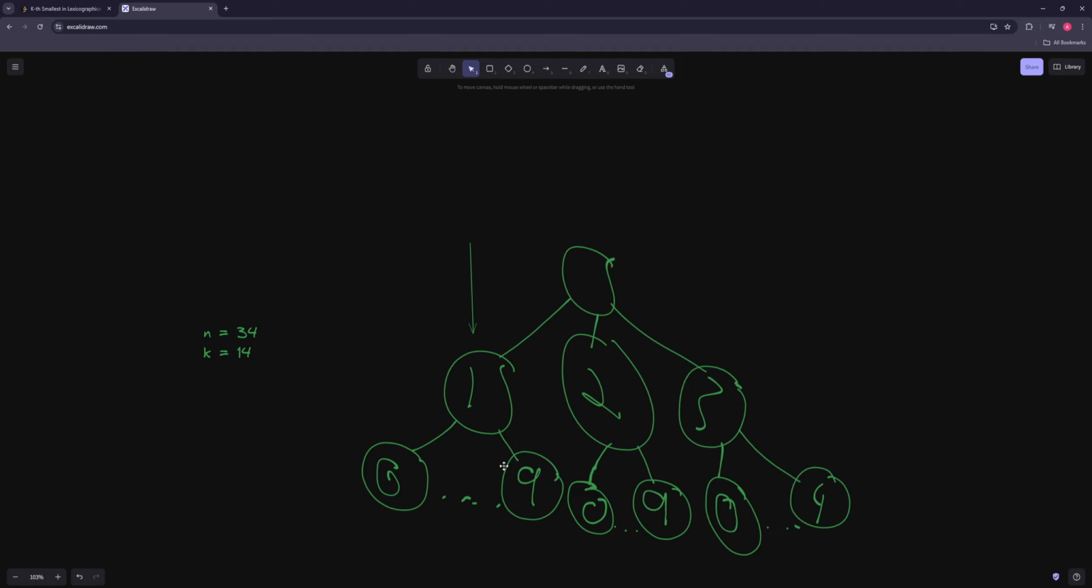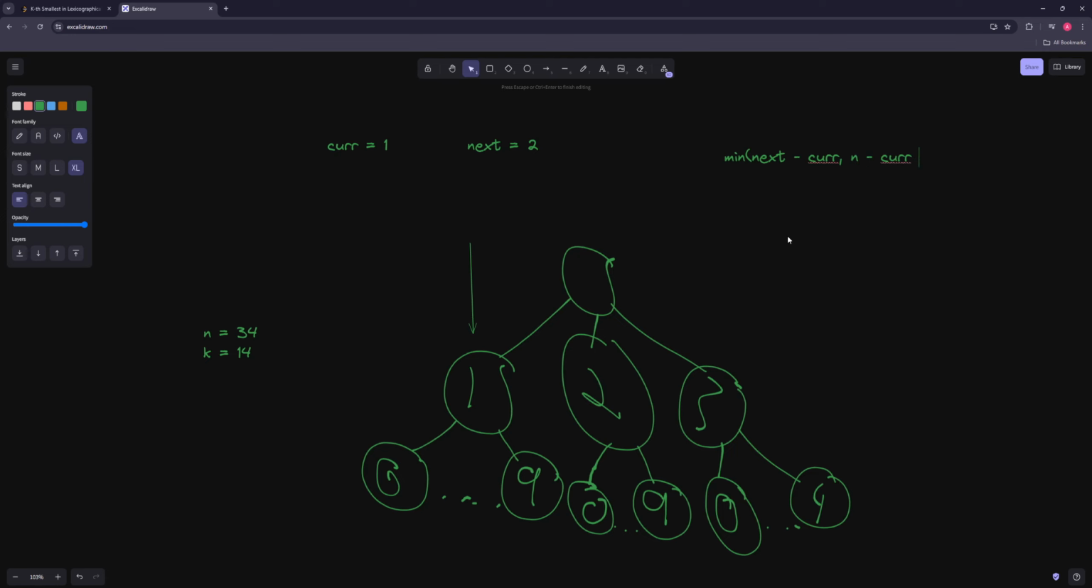And so the way to do them in O of 1 is we can just take whatever number we're at, take the next number, and subtract this number from the next number to know the difference. So I'll show why that makes sense. In this function that we're going to write, we're going to have our current number, which will be 1, and our next number, which will be 2. And so for this level, the number of nodes in the tree is going to be the minimum of next minus current, or n minus current plus 1.